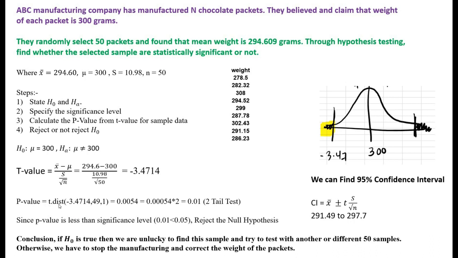This p-value I have calculated in the Excel sheet. There is a formula, T.DIST, where you put the t-value, which is minus 3.47, then a comma, then the number of samples minus 1. We have selected 50 samples, so 50 minus 1 is 49, and then for the tails I'm taking 1, so comma 1. The p-value I'm getting is 0.004. Since this is a two-tail test, I'm multiplying by 2 and getting a value equal to 0.01. Now we have calculated the p-value for this test, which comes to 0.01.